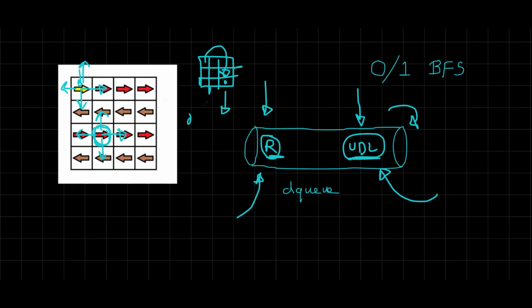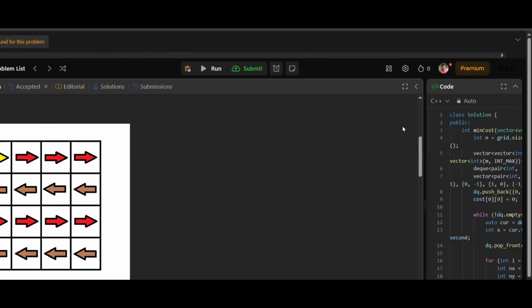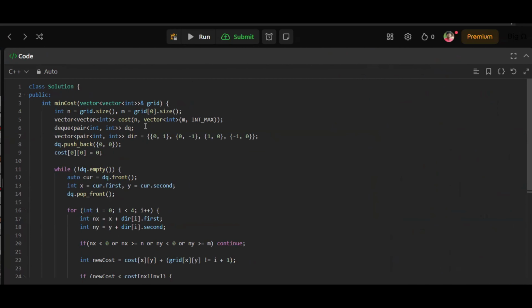Now let's move on to the code. Here, we are given a function named minCost, which has a two-dimensional grid. Now, we have integers n and m. Now, we are taking a cost array, which is also two-dimensional. Now, we are taking a deque of pairs. Now, we are taking the direction array and we are inserting the current starting position into the deque and initializing the cost of the starting position with 0.